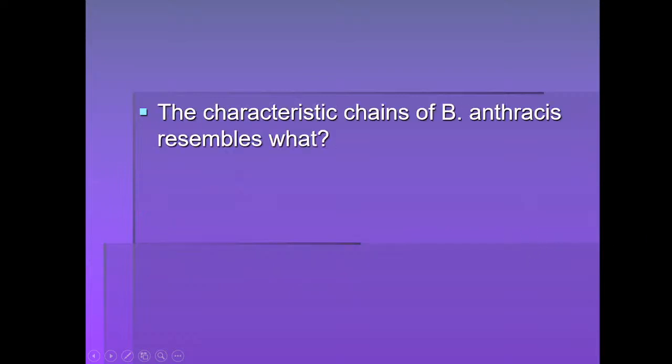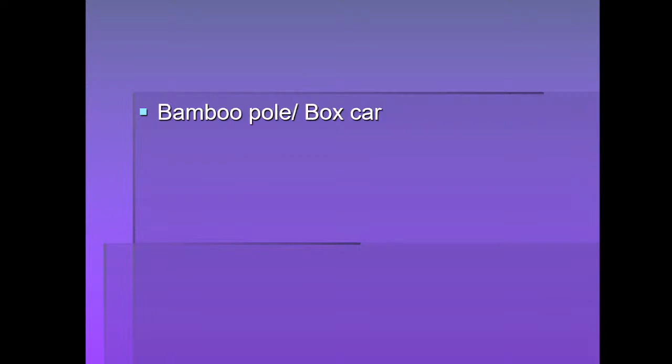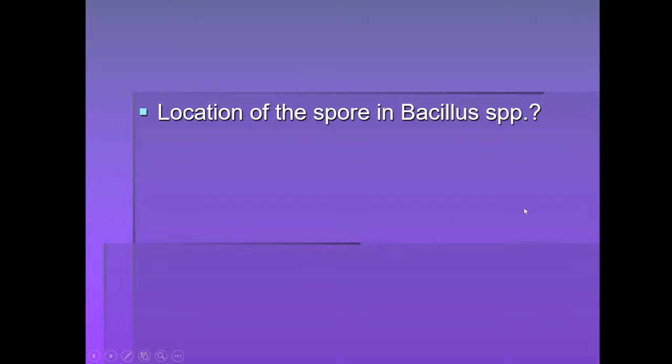Now, the chains of Bacillus anthracis resemble a bamboo pole or a boxcar appearance when observed under the microscope when stained by gram stain. And the location of the spore is centrally located. I know it sounds simple for you guys to remember this, but just for those who are visual learners, imagine this.